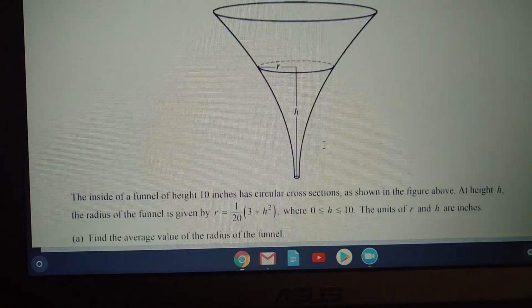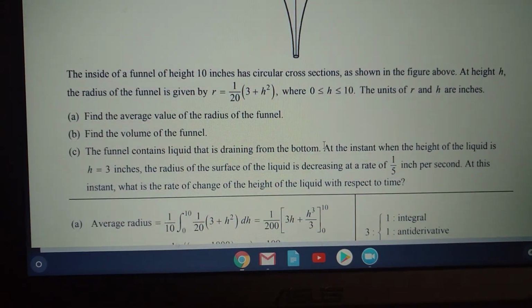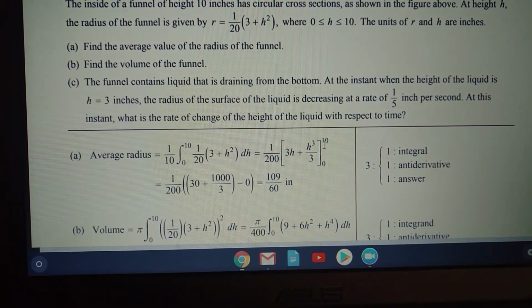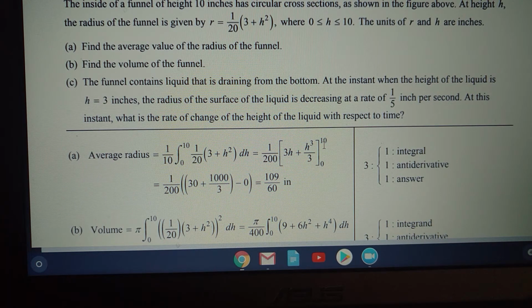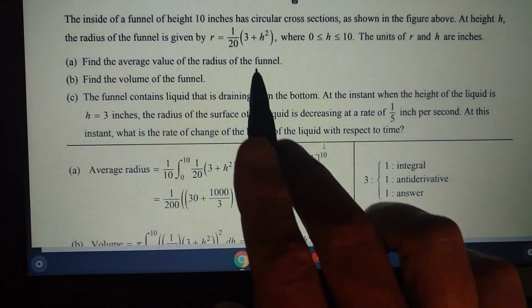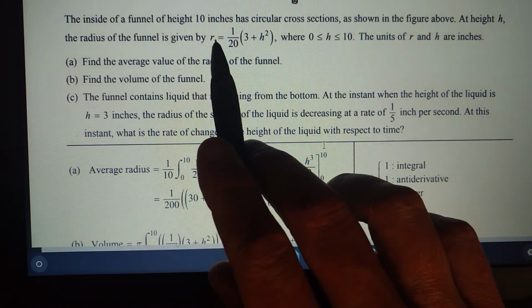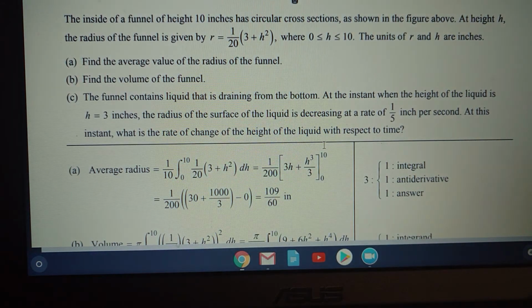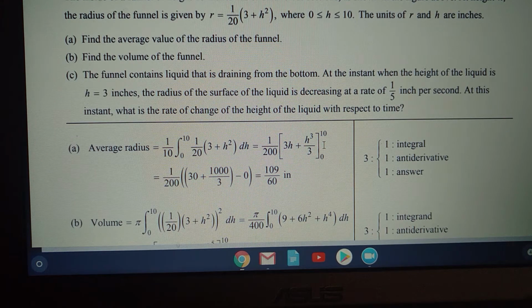Okay, question 5. We have our wonderful little funnel. Kind of a cool question. So the first thing we're asked to do is find the average value of the radius of the funnel. That's just the average value of this function. So that's the integral divided by the interval.